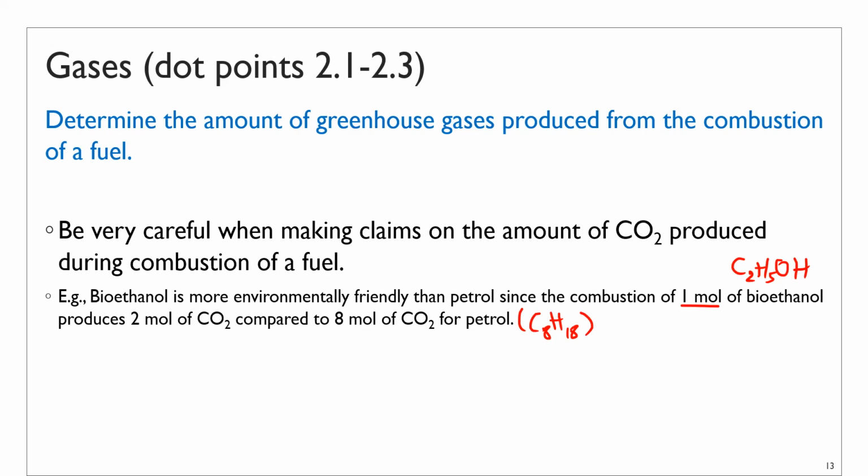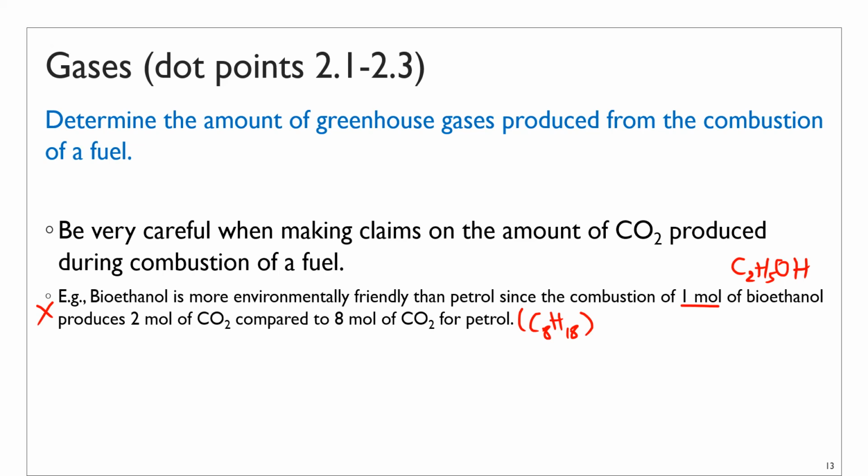So the claim made here is that if you burn 1 mole of ethanol, it only produces 2 mole of CO2, whereas if you burn 1 mole of petrol, it produces 8 mole of CO2. Hence, ethanol contributes less CO2 to the greenhouse effect. That is actually not a very good claim to make. I would advise against doing this.